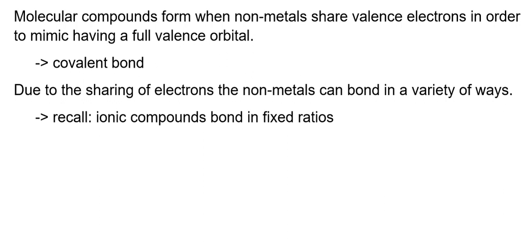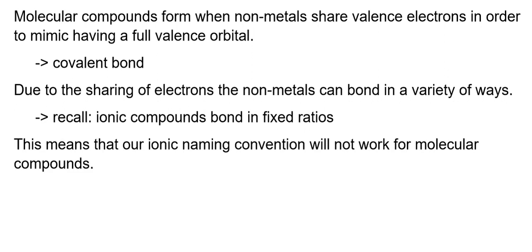Remember, this is different than ionic compounds that always bonded in fixed ratios. Right? If I had sodium, which is a metal, and chlorine, which is a nonmetal, it's always a 1-to-1 ratio. The sodium is always just going to give its one electron to the chlorine. Chlorine wants one, and that's it. But with the sharing, we can have a variety of different ways to share the electrons. And so subscripts are going to matter. This means that our ionic naming convention isn't going to work for molecular compounds.